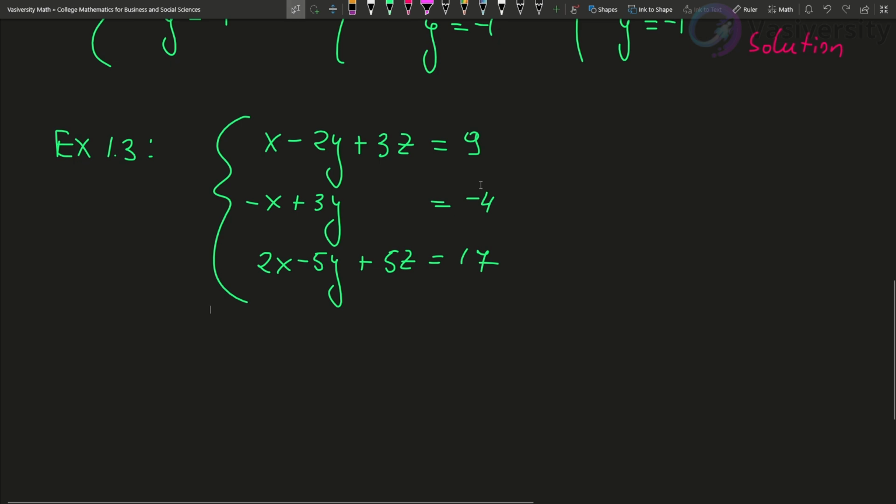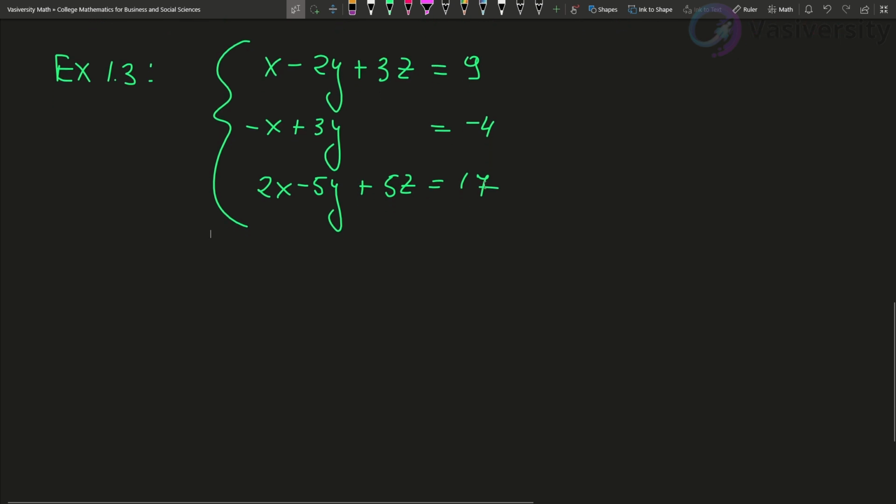But let's take a look at how we can do it. So of course I'm going to name each row first, right? I'm going to call this one row 1, row 2, row 3. I'm going to interchange them as we go. I'm going to do operations to them.